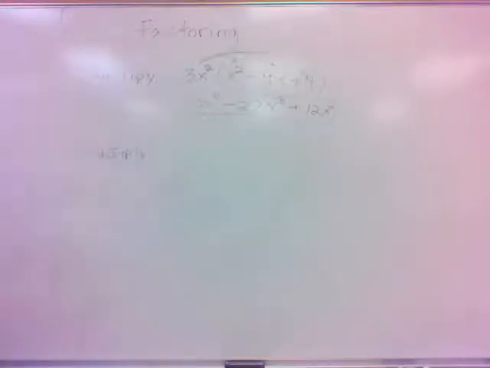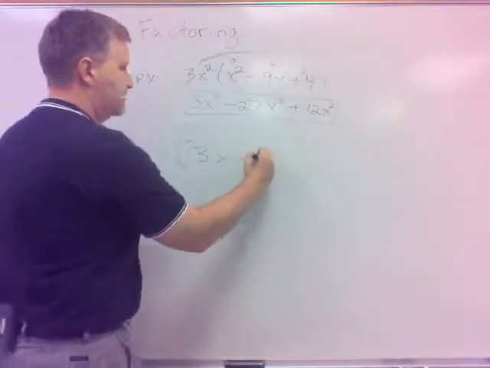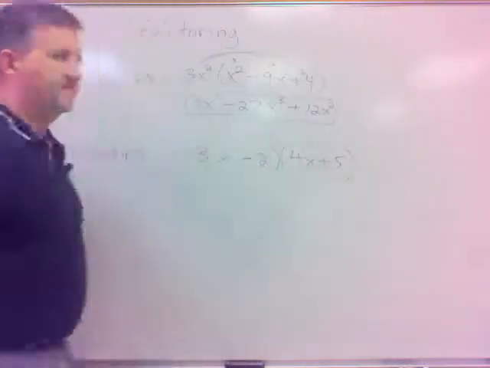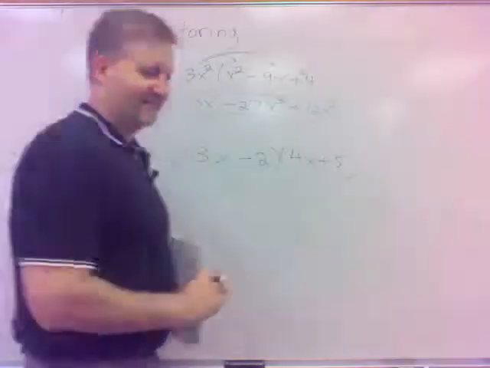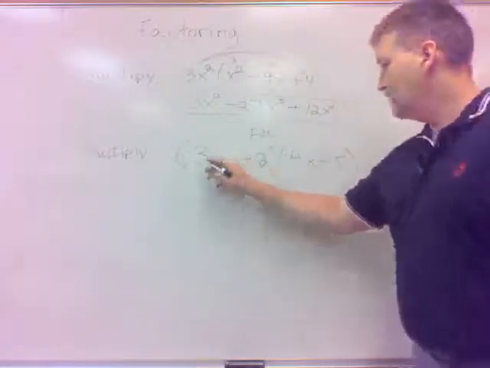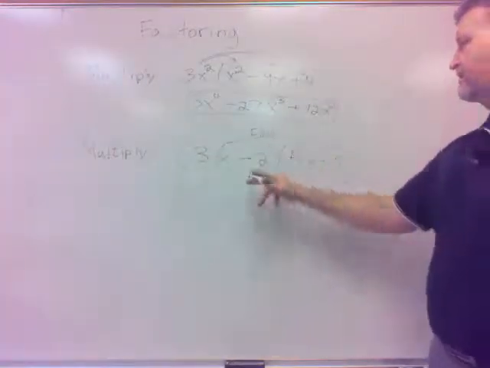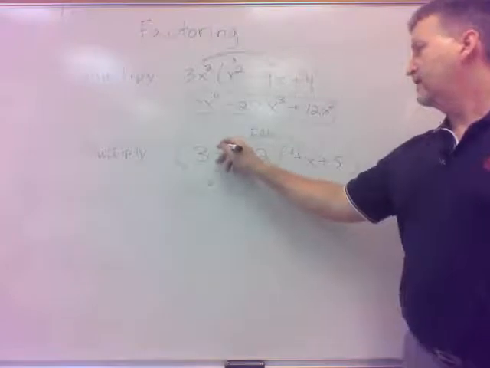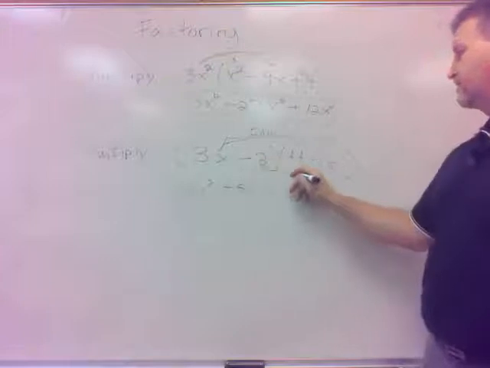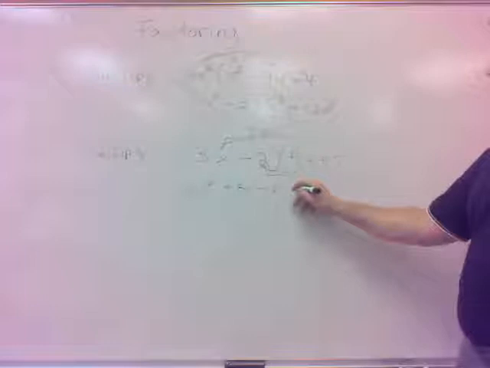Now, if I multiply 3x minus 2 times 4x plus 5, what's the word? That's foiling. So sometimes multiplying is foiling. Foil meaning take this 3x and multiply it by both of these over here. So we got 3x times 4x, that's 12x squared. And then 3x times 5, that's 15x. And then minus 2 times 4x is minus 8x, and minus 2 times 5 is minus 10.